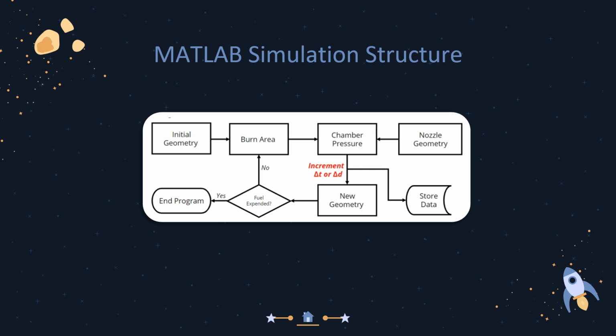The simulation structure follows this sort of system. We start with our initial geometry and calculate the burn area, use that to calculate a few things like chamber pressure, which then we can use to update our geometry by calculating burn rate. And then with the new geometry, we check, is there still fuel? If there's not, we end. If there is, we repeat. And we store data at each increment.